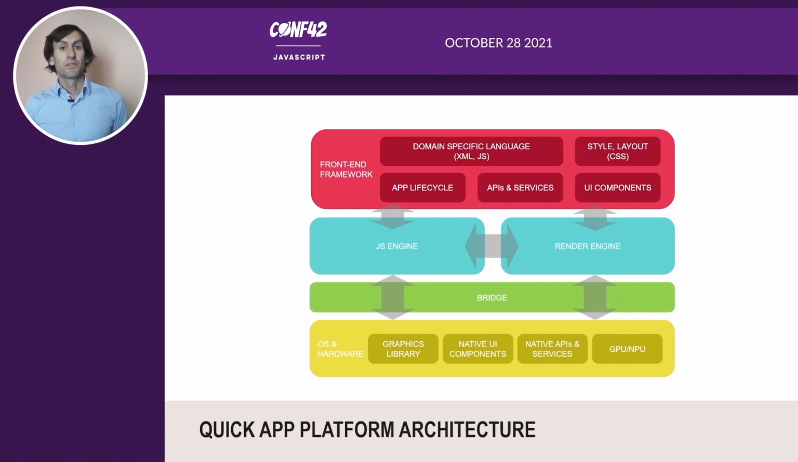Regarding the architecture of the quick app platform, you can see here a high-level diagram. At the top, we can see the front-end framework, the one you can imagine based on the previous example. We have a domain-specific language, something similar to HTML. It's not the same, but very, very close to HTML. The style and the layout are based on CSS, as I mentioned, not only CSS, but we also have the possibility to pre-process using some advanced variables and some specific functions using Less and Sass preprocessors.